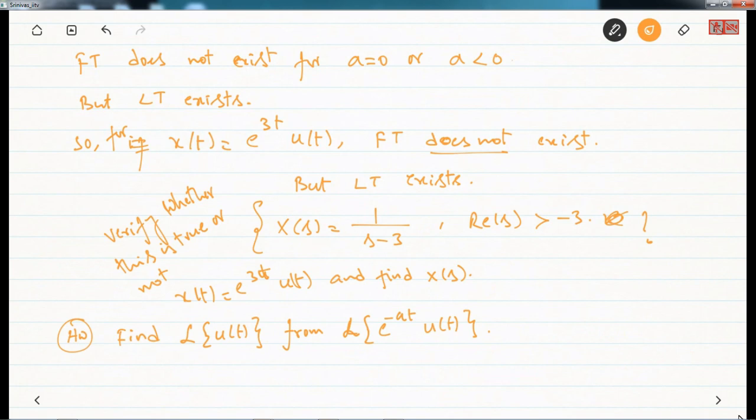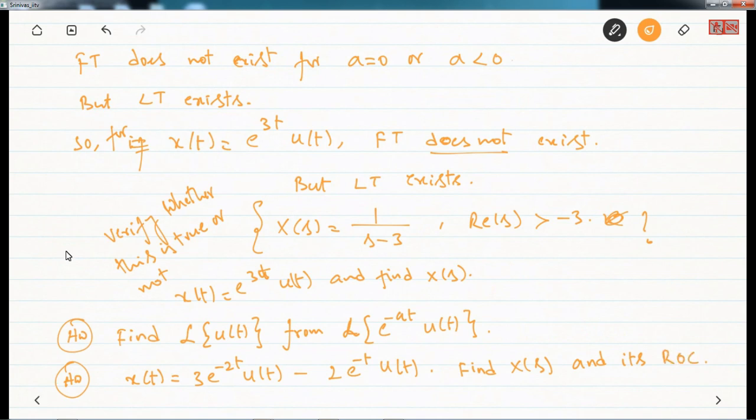Okay. And then another thing: if x of t is another example, I will give you the solution for this example in the next class. x of t equals u of t minus 2 e power minus t u of t. Find x of s and its ROC. Yeah. So this is 1, this is 2, this is 3. So this second exercise is just 2 minutes.